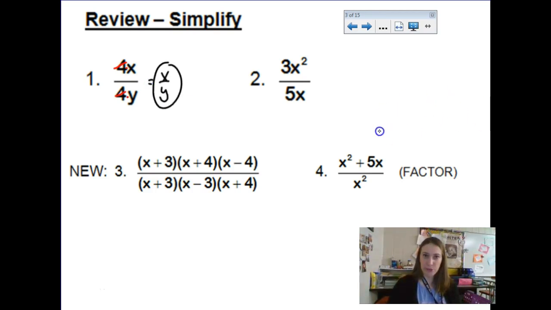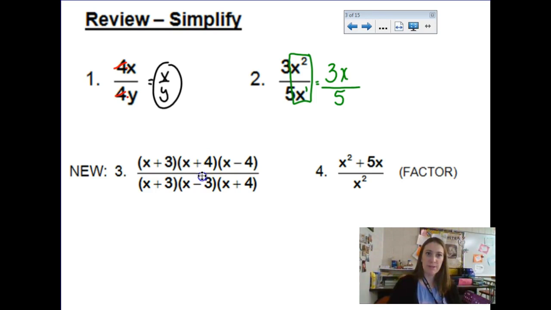So here for number 2, as far as cross-canceling goes, 3 over 5, nothing reduces there, but x squared over x to the first, one of the x's would cancel, or you could use your exponent rules that say 2 minus 1 is x to the first. So 3 stays, and then we just have x to the first left in the numerator, and then the 5 will stay. So that's the reduced version of that.